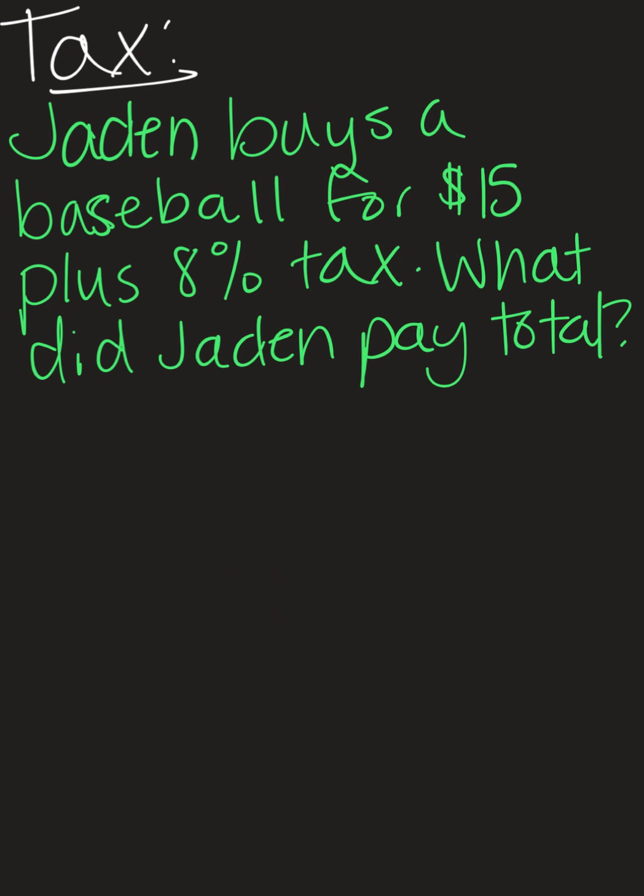On that note, Jaden buys a baseball for $15 plus 8% tax. What did Jaden pay total? So we're going to talk about tax for a few minutes here first. Jaden buys a baseball for $15. So we have a $15 baseball. And that is actually going to be our total. We paid $15. And we want to figure out 8% out of 100.